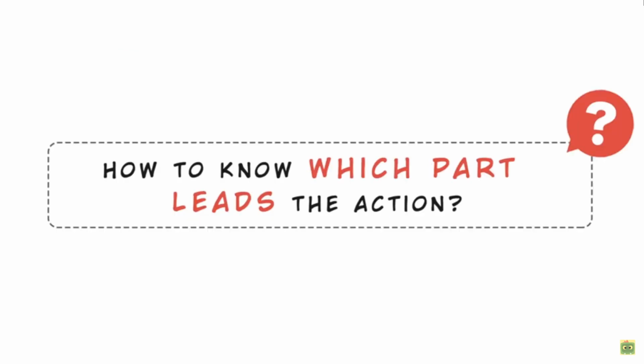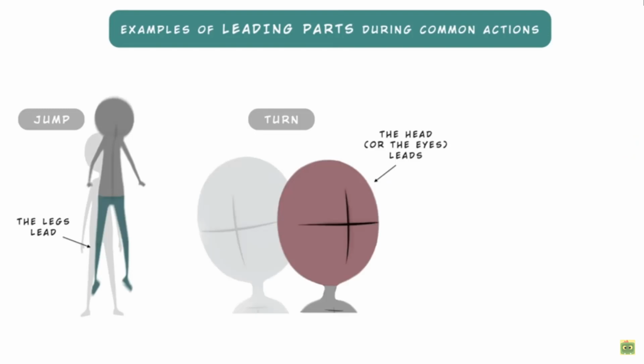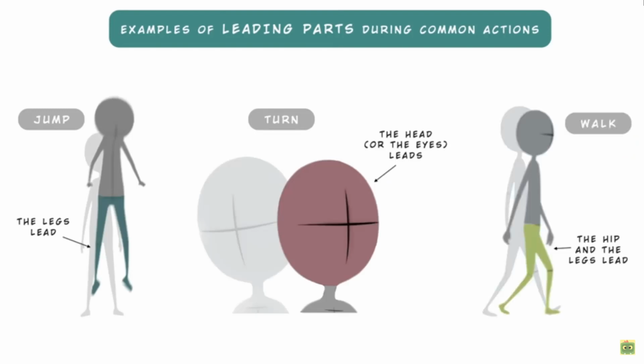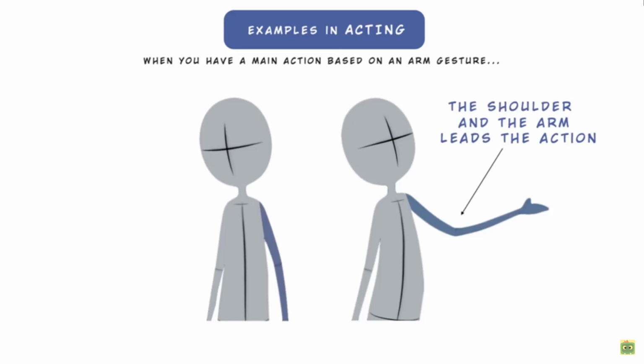How to know which part leads the action? It's quite simple. If you analyze the movement for 1 second, you should be able to recognize which part leads the action. During a jump, the legs lead. During a head turn, the head or the eyes lead. And during a walk, the hip and the feet lead. During acting, it depends. For example, if you have a main action based on an arm gesture, well, the arm leads the action.